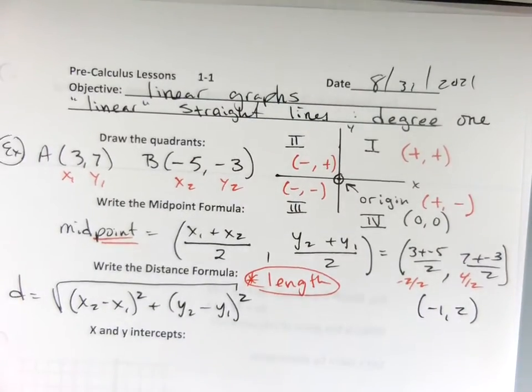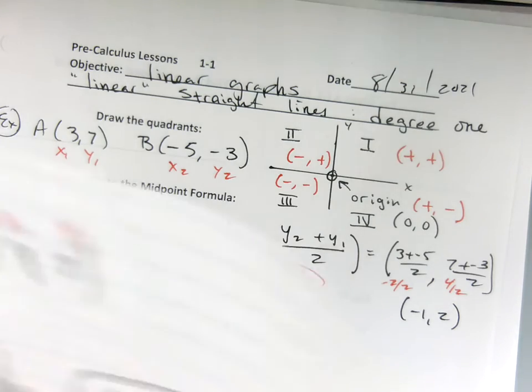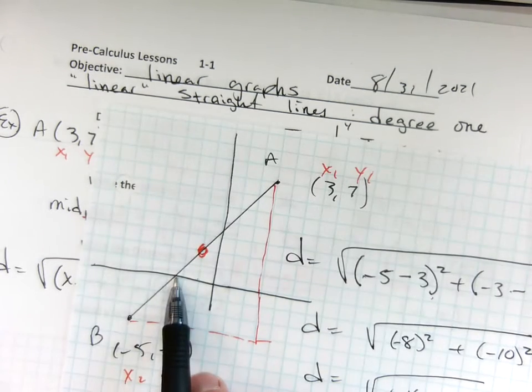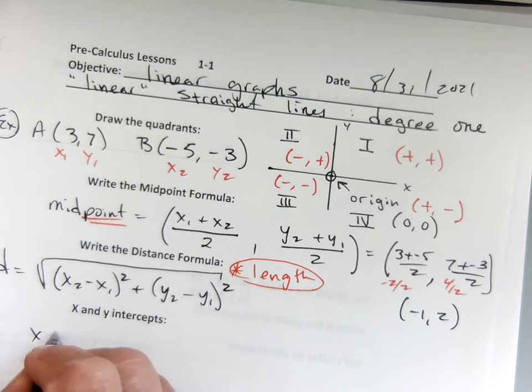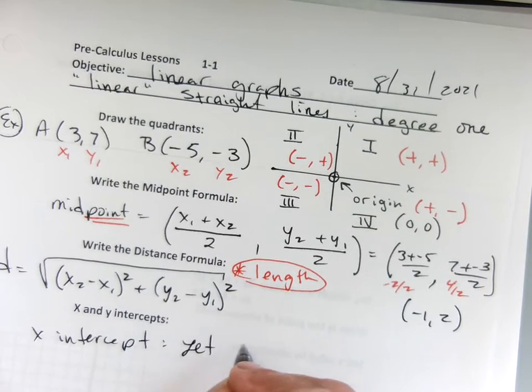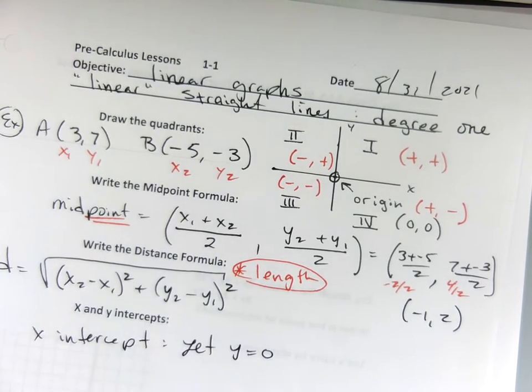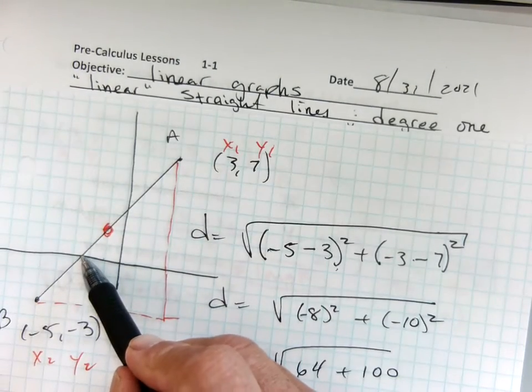So here's what we know. I'll go back to my graph. This is an x-intercept right here. Does that make sense? What is the y value right here? Good, totally right. So if I want to find an x-intercept, let y equal 0. That makes sense, right? An x-intercept would have a y value of 0.